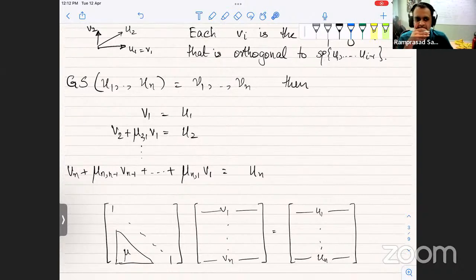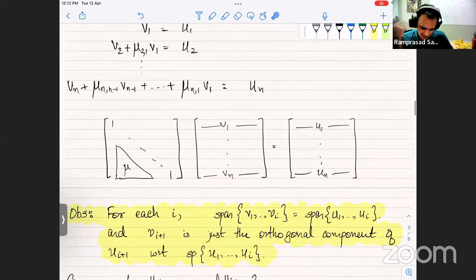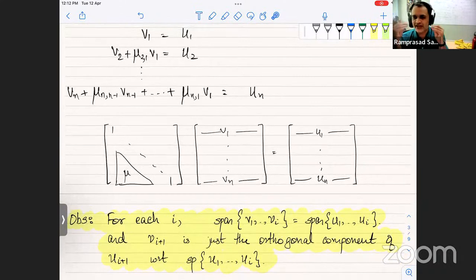Now, as I mentioned earlier, one way to reinterpret Gram-Schmidt geometrically is that you're always guaranteeing that at any prefix you are spanning the same space. That is, span of V1 through Vi equals span of U1 through Ui. This is true for all i. And furthermore, Vi plus 1 is the component of Ui plus 1 on the orthogonal space.